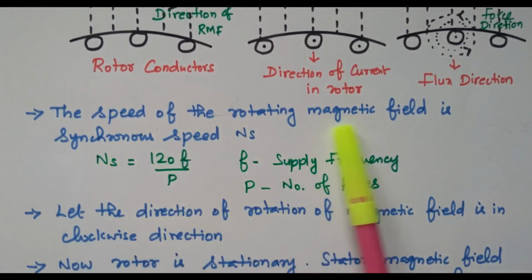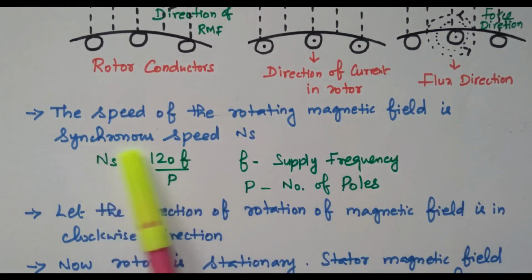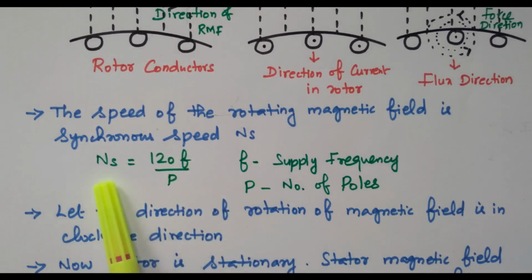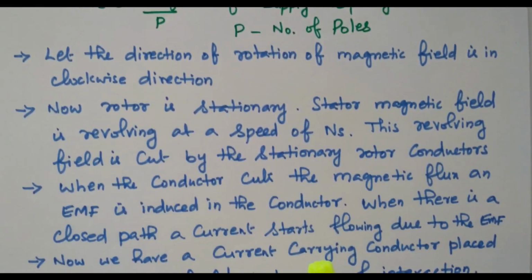The speed of the rotating magnetic field is the synchronous speed, Ns, right? The speed of the stator field is nothing but the synchronous speed. How will we calculate the synchronous speed? Ns equals 120 f by p. All are constant: frequency is constant and the number of poles is constant. So from that we can find the synchronous speed. Synchronous speed means the speed at which the motor is designed, based on the supply frequency and number of poles. Let the direction of the rotating magnetic field be clockwise. We'll consider clockwise direction, right?